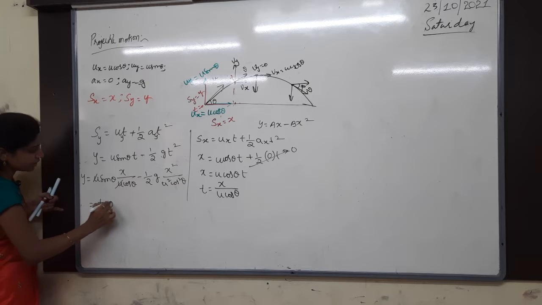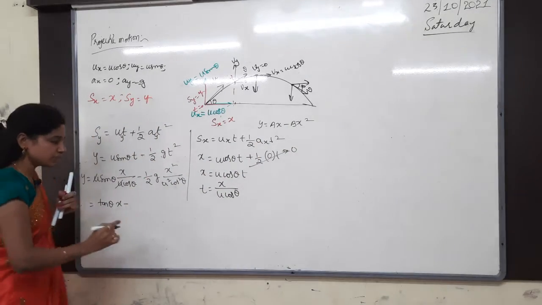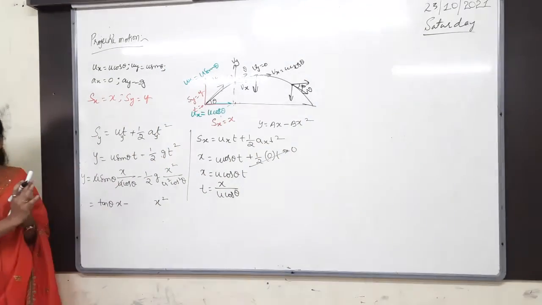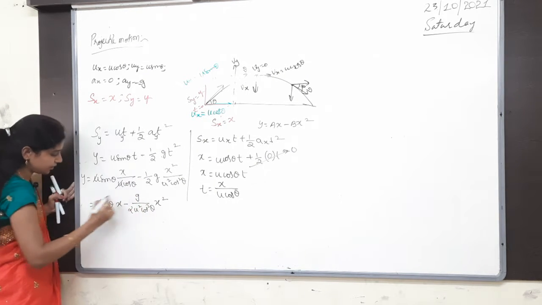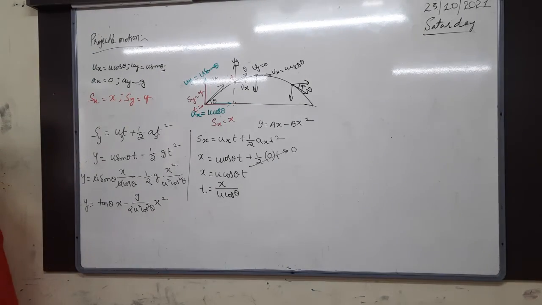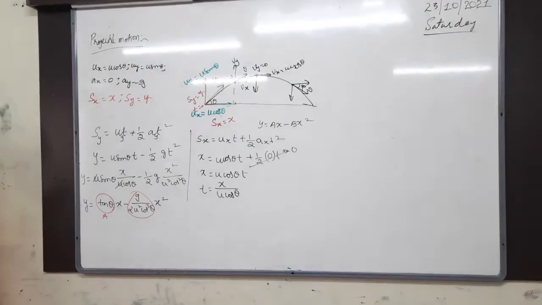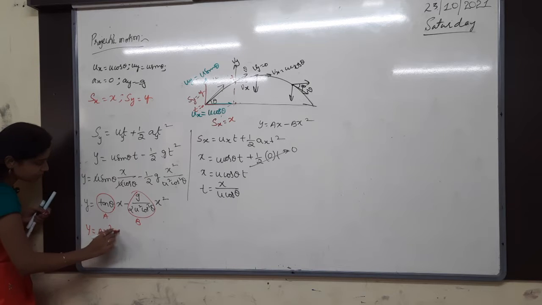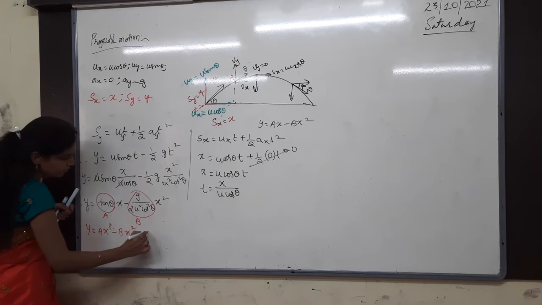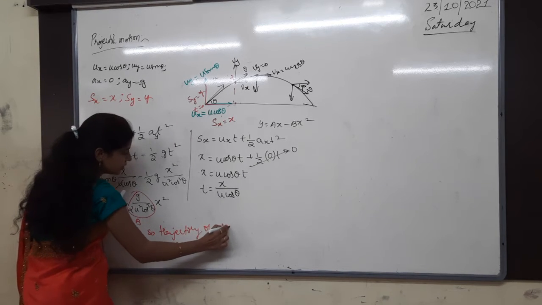Sin theta by cos theta will be tan theta into x. Now this should be b into x square, so I will take x square separately. What is remaining here? g divided by 2u square cos square theta. This is y. Now it is in the form of y is equal to ax minus bx square. Now in the place of a, what do we have here? Tan theta. In the place of b, g by 2u square cos square theta. So the trajectory of the projectile is a parabola.